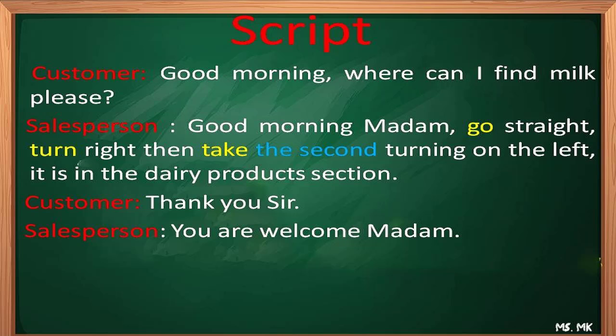Here I have introduced the items that I'm going to present in the presentation phase. We have go, turn, take, and we have second. So here I'm going to teach them the imperative form and the ordinal numbers at the same time.